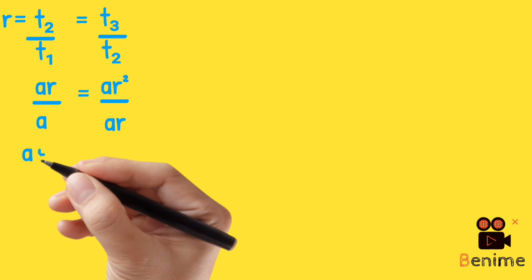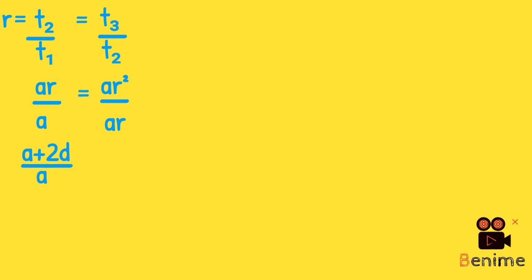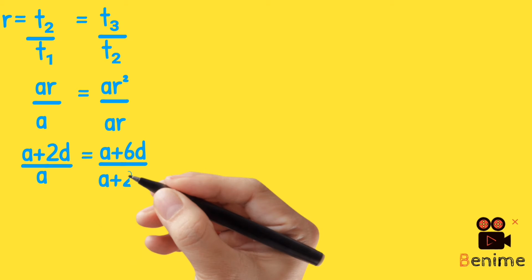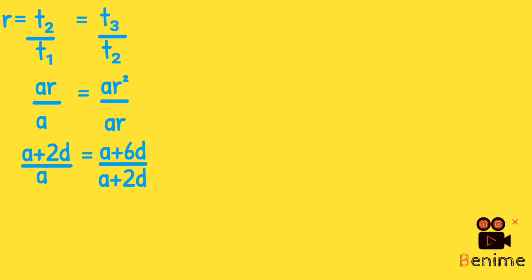So you now have A plus 2D over A, that's T1 which is A, is equal to T3, that was AR raised to the power of 2. And we also got AR raised to the power of 2 to be A plus 6D. So you will now have A plus 6D on that side, all over A plus 2D, because AR is A plus 2D. So in general, A plus 2D over A is equal to A plus 6D over A plus 2D. That's the substitution of what we have gotten.